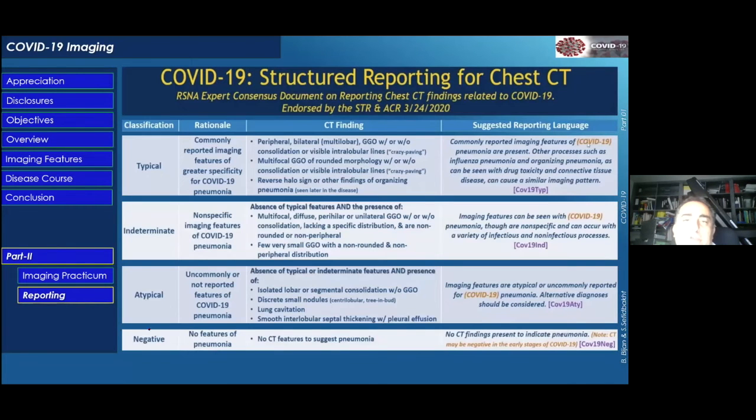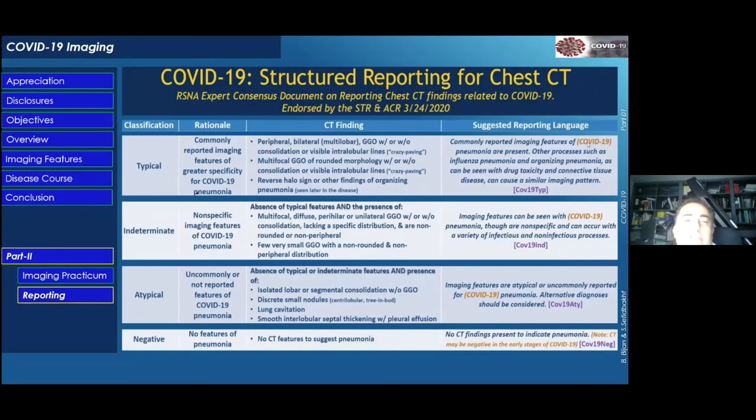So the Society of Thoracic Radiology, the Radiological Society of North America, and the ACR, American College of Radiology, all of them got together and they came up with this list. This list can be applied only to patients who are physically located in the hospital. So just be very careful about that part of it.